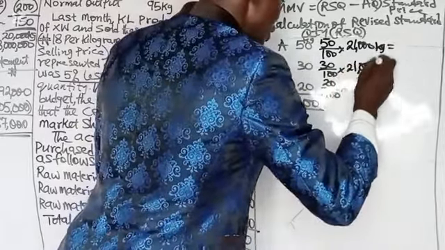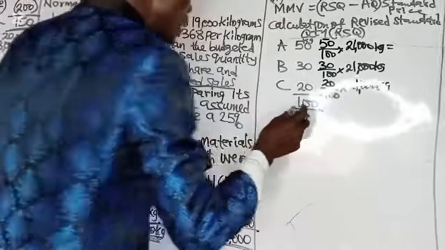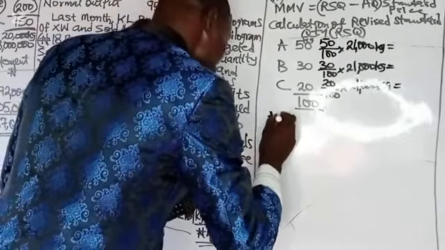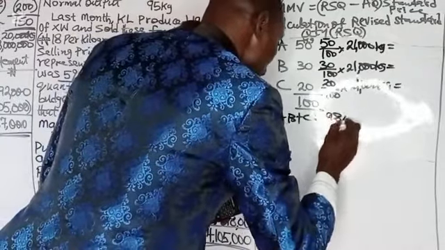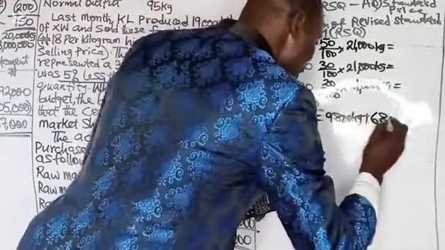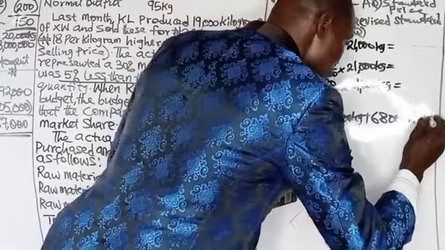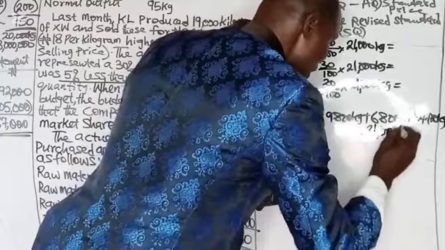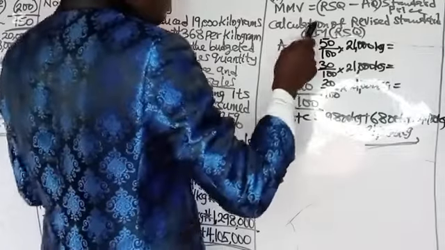21,000 kg. Remember, the 21,000 kg is the sum of all the actual quantity. That is for A plus B plus C. The actual quantity is 9,800 kg for A, plus 6,800 kg for B, plus 4,400 kg for C. That is what gave me 21,000 kg. It is that 21,000 kg that will be apportioned between the three materials A, B, and C.